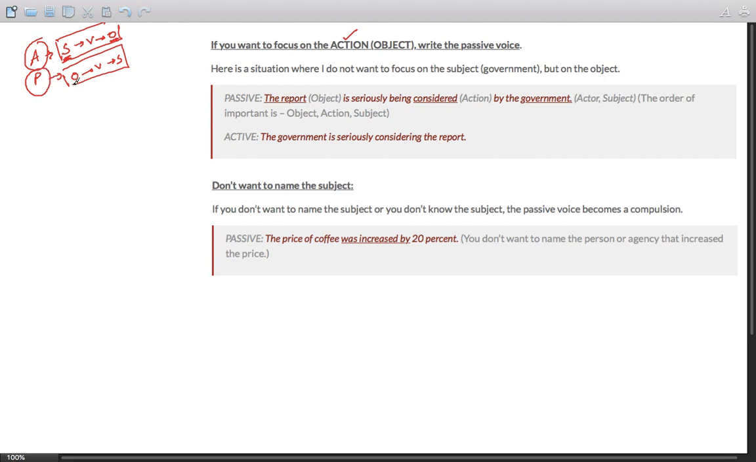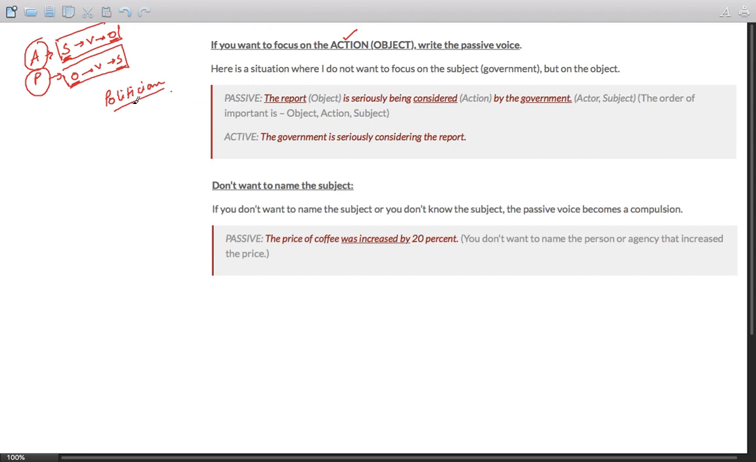So you want to lay more emphasis, lay more importance on the object, and you want to somehow avoid the subject. That the subject is not important. The situation is more important than the actor. So in that case, we are compelled to use passive voice. Let me give an example over here. Suppose you are a politician and you are losing votes. So there is a situation in which the government is in a tight situation.